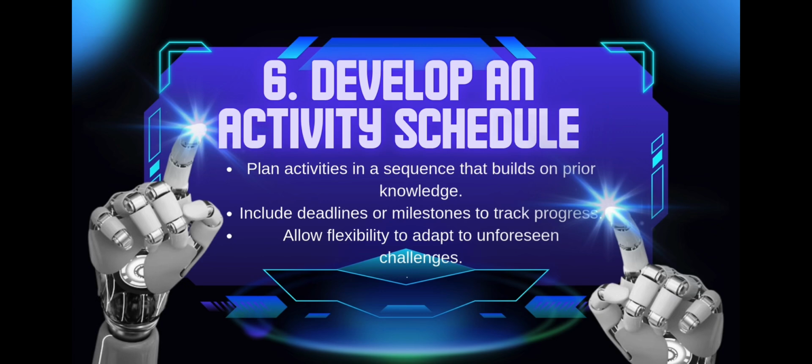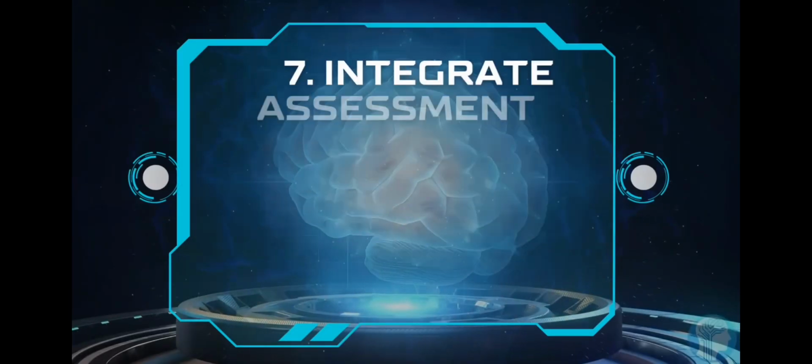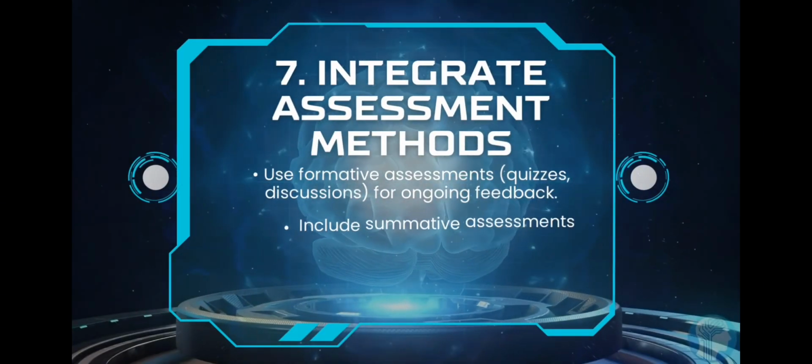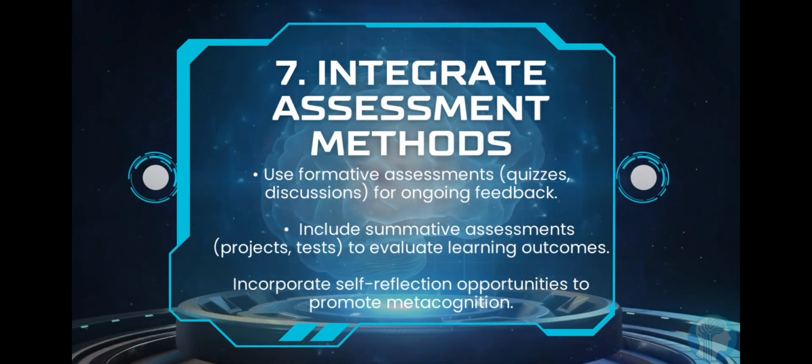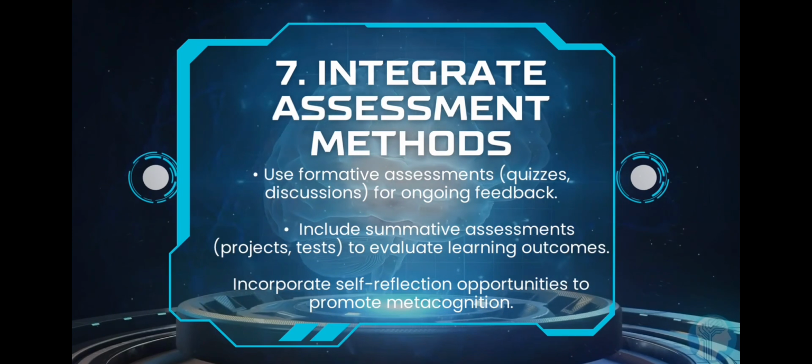Sequence activities for smooth flow, organize the lesson flow. The number 7 step is integrate assessment methods. So check if students are learning. So use formative assessment like quizzes and discussions for ongoing feedback. So use small informal assessments during the lesson to check students' understanding.